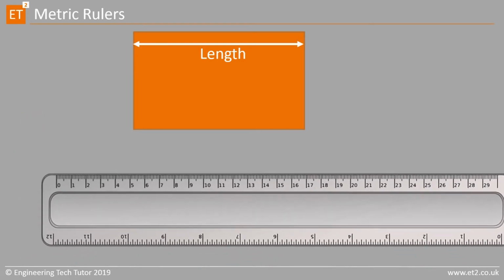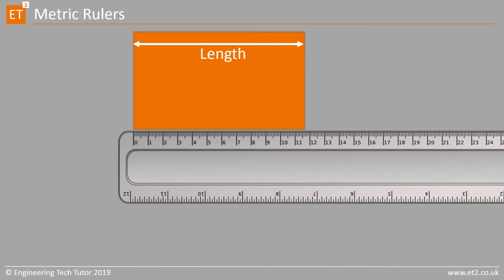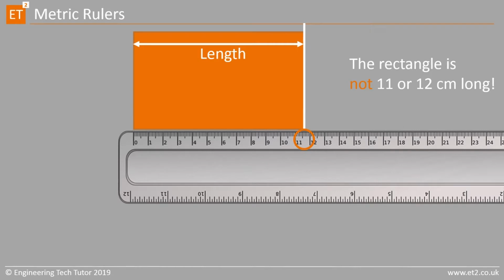As you'll remember from the last video, we then take the ruler and we position it so that the 0 is lined up with the left hand side of the shape we want to measure. We then work to the right until we reach the right hand side of the shape we're trying to measure. This time, do you see that the white line doesn't line up directly with the 11 or the 12 centimetre mark? It actually sits somewhere between.